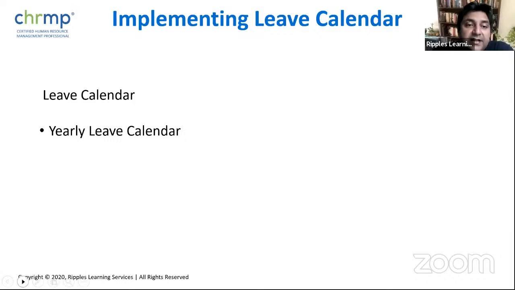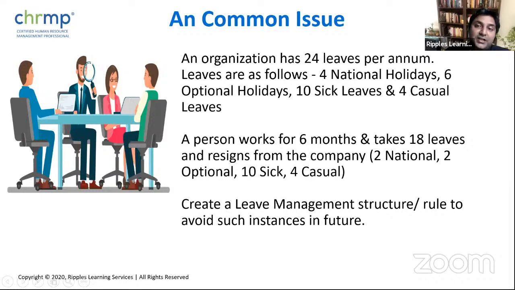Now, but with yearly leave calendar, there was a common issue, right? Look at this. This is one of the cases that were encountered by one of the organizations. An organization has 24 leaves per annum. In a year, there were 24 leaves. The leaves were as follows: 4 national holidays, six optional holidays, 10 sick leaves, and 4 casual leaves, right? A person works for 6 months and takes 18 leaves and resigns from the company, right? 2 national holidays, 2 optional holidays, 10 sick leaves, and 4 casual leaves. How do you then create a leave management structure to avoid such instances in the future?